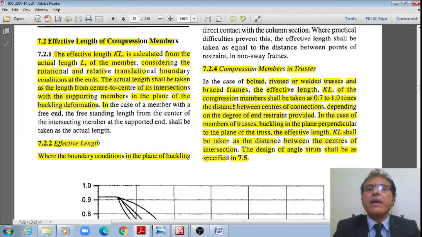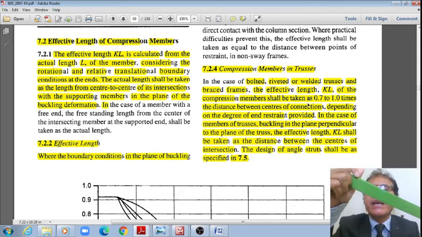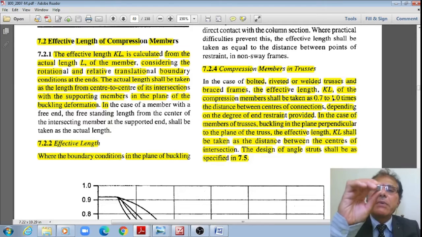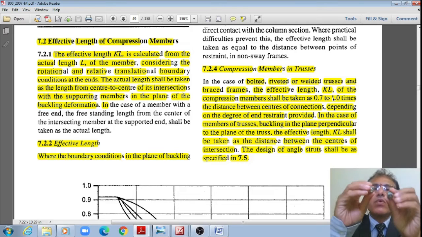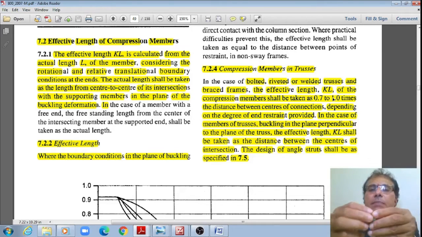For bolted, riveted, welded trusses, braced frames, etc., the effective length KL of the compression member shall be taken as 0.7 to 1 times the distance between the center to center of the connections for the continuous members, depending on the degree of end restraint provided. Therefore, now I am assuming that it is 1 if it is connected by means of 1 bolt, right? If it is connected by means of 2 or more number of bolts, then partial fixity.